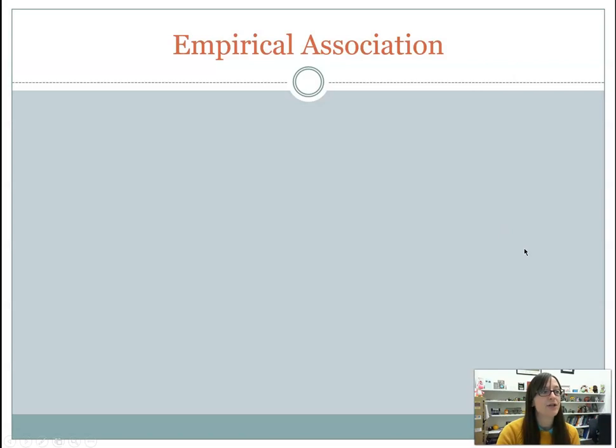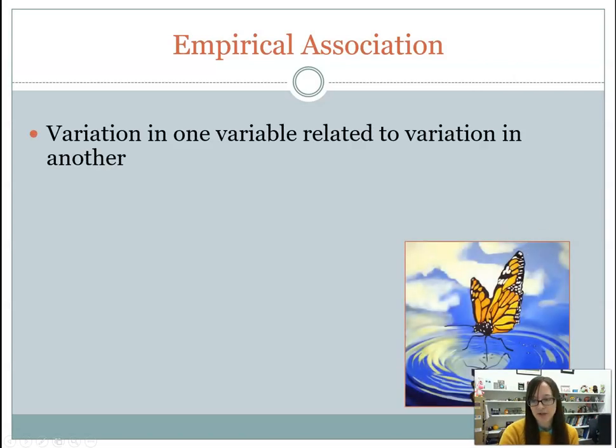So empirical association. This is basically correlation. This is saying that variation in one variable is related to variation in another. So as something goes up, something else goes down, or as abuse in childhood increases, then that area is going to see more crime happen in adulthood, and violent crime, domestic violence, or something like that. So as one variable goes up, another variable goes up. Or something simpler, as education goes up, income goes up.